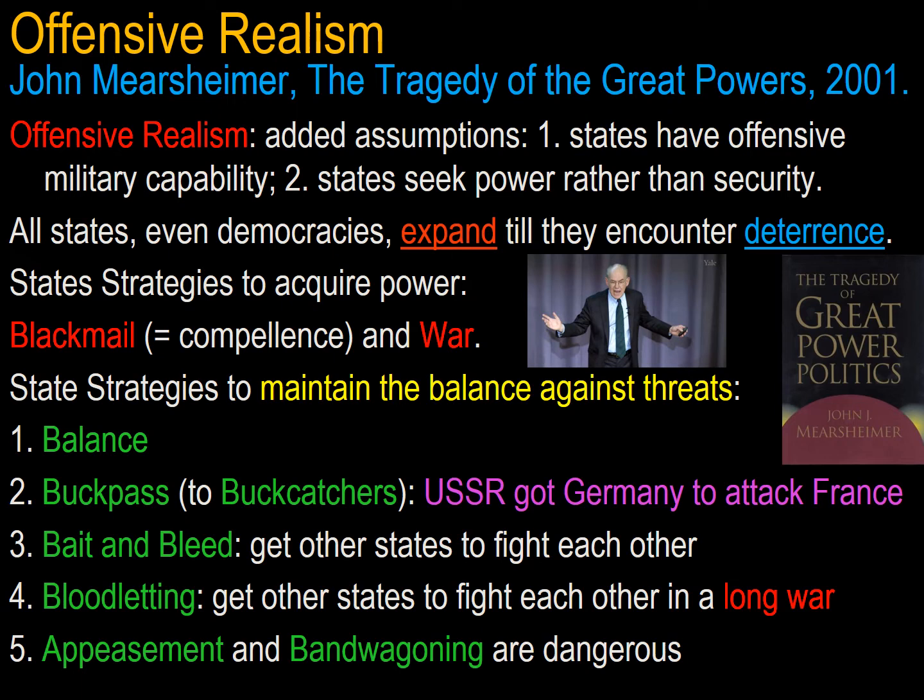The third is to bait and bleed. You get other states to fight each other. Iran watched the US and Iraq fight each other over Kuwait, and then saw the same US attack Iraq in 2003. The US saw Iran and Iraq fight each other for almost a decade in the Iran-Iraq War. You could also engage in bloodletting, where you get other states to fight each other in a long war. That's the case of Iran and Iraq.